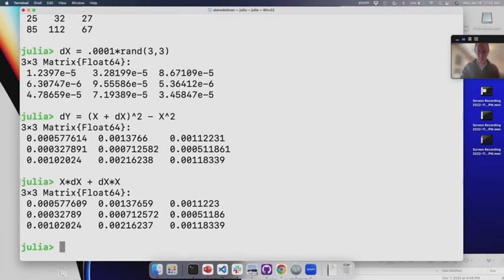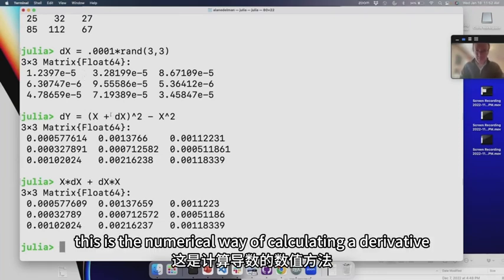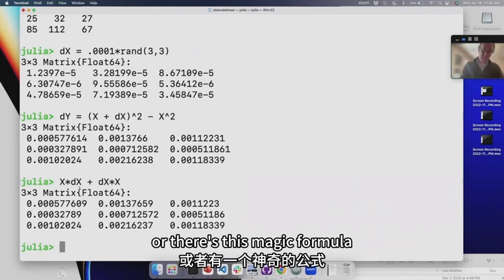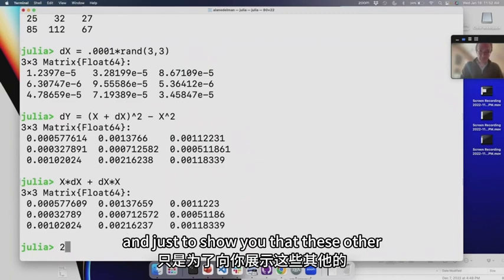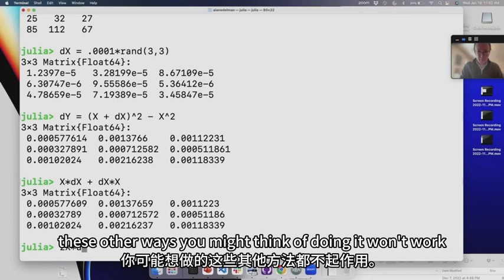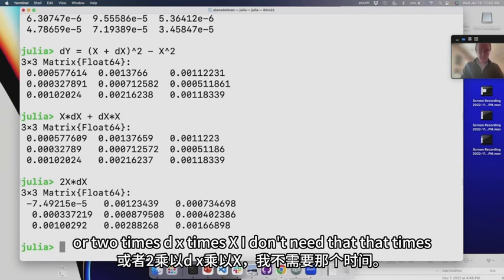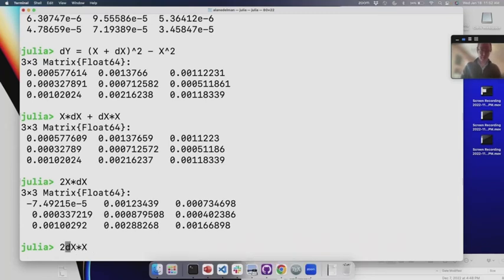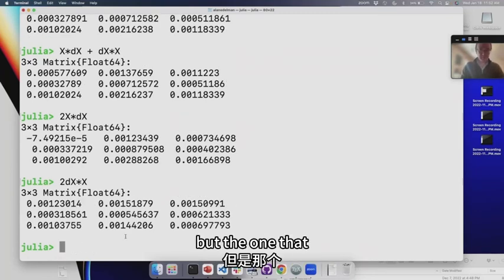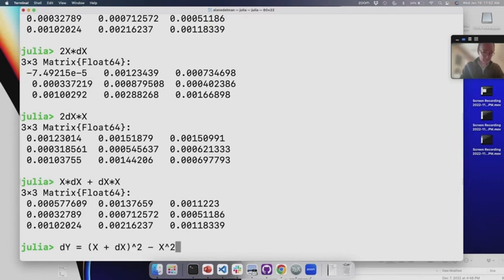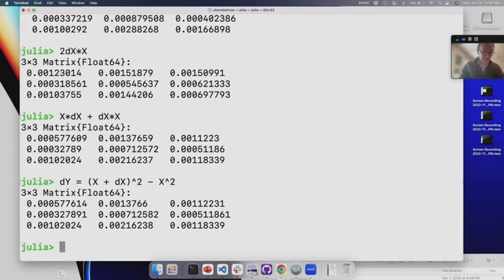And look at that. You see? So this is the numerical way of calculating a derivative. Just see where I am over there minus where I started. Or there's this magic formula. And just to show you that these other ways you might think of doing it won't work, like 2x dx, that's not right, or 2 times dx times x, that's not right, but the one that is right, here, let's put it back up, is clearly that one.